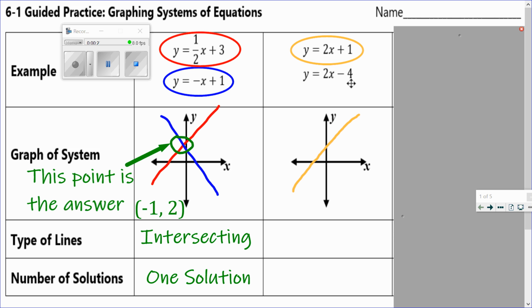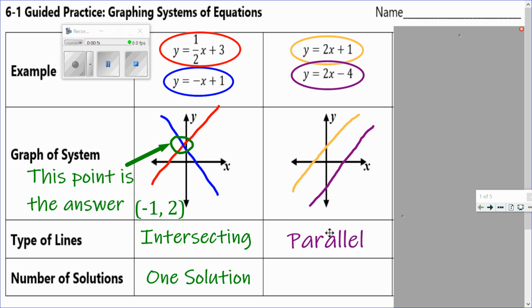And then the same idea for the next line. This time we would start at -4 and go up 2 and over 1 once again, so that we get two lines that look like this. So now you can see that these two lines are not intersecting, instead they are parallel.